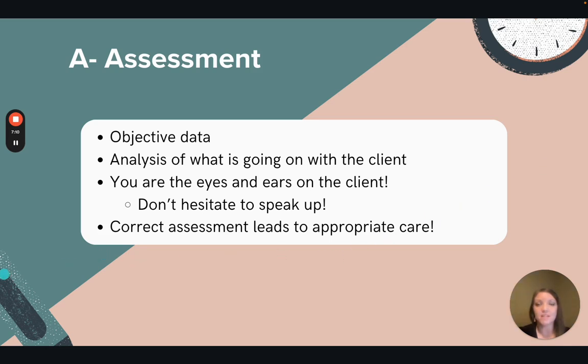Okay, next comes assessment. What should be included here? We would include any findings that support what we think is going on with this client. What findings would warrant notifying the provider regarding the situation? This is all that objective data, those physical findings to support what might be going on here. Here is where you as the RN can give your analysis of the assessment findings and your professional nursing opinion of what is going on.